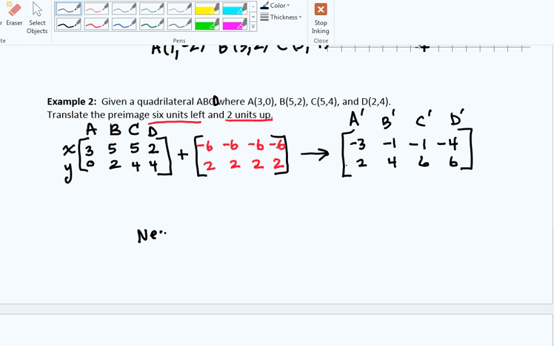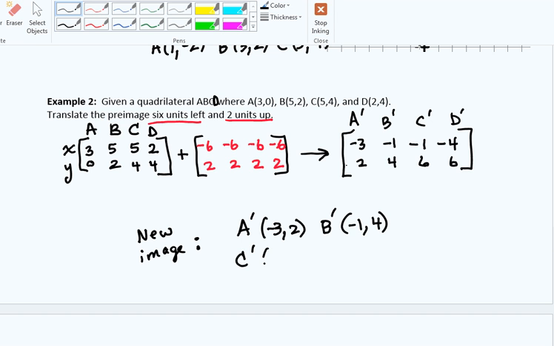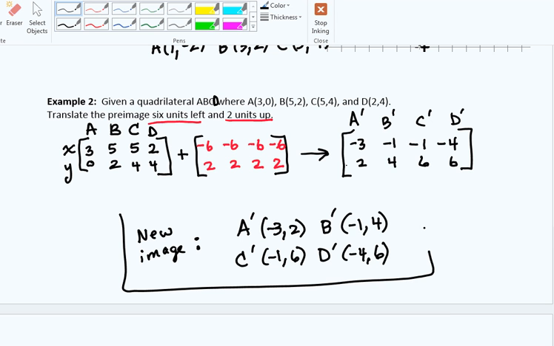So basically, I can say that my new image has the following vertices. A is negative 3, 2. B is negative 1, 4. C is negative 1, 6. And D is negative 4, 6. And that's my new image.